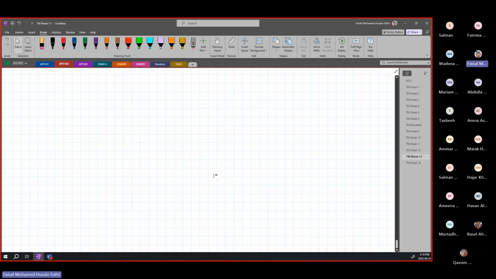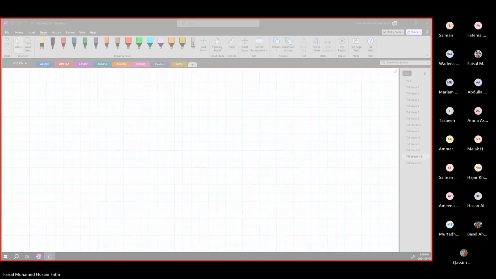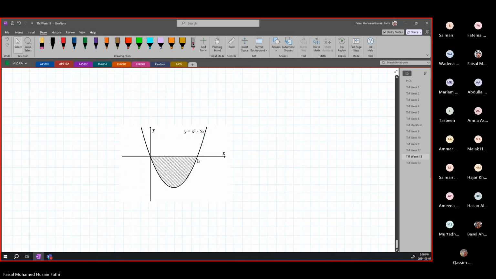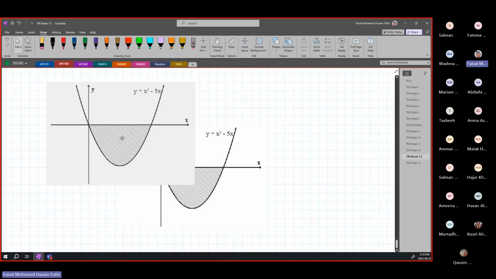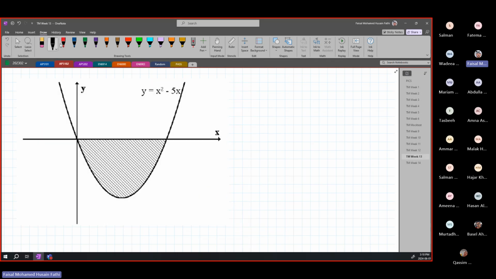Before moving on to double curves or multiple functions, let us look at this example. We are given this curve over here. As you notice, they did not give you the values of the range. You know that it starts from here and it ends here, but we do not have our x values.